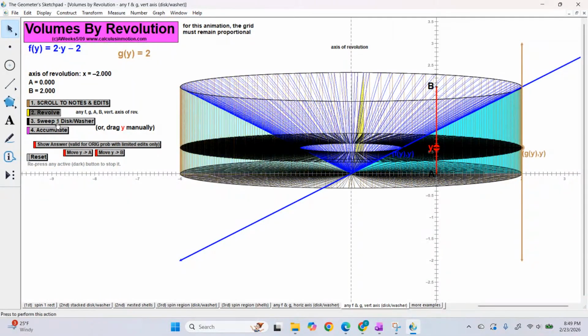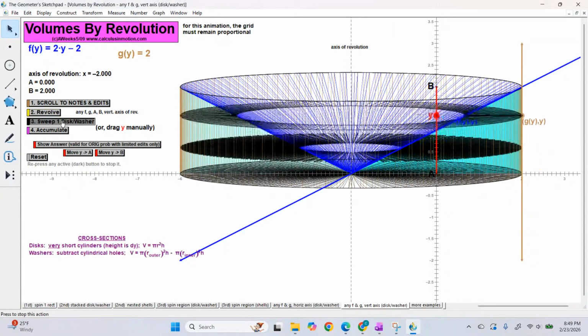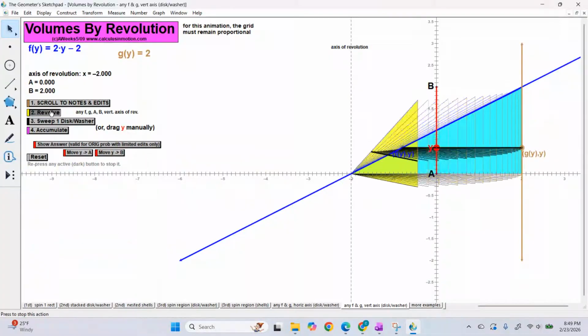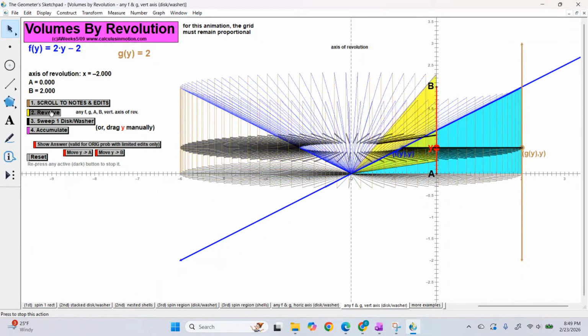So yeah, let's sweep a disc or a washer here. Wow, this is totally different. Look, your circles are horizontal now. And I definitely have a washer. There is a hollow here. So let me clean this up a little. I want to revolve it and let it stay not as shaded in.